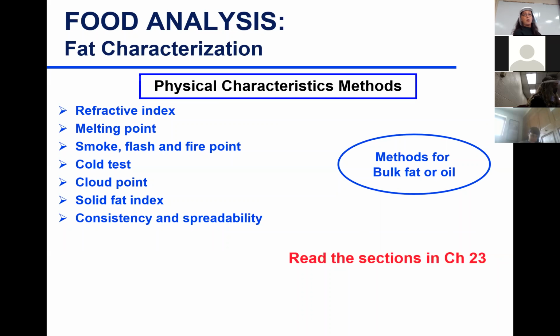Okay, so the cold test. We talked about the cold test and the cloud test. Either one of them can be used to test the effectiveness of winterizing. Winterizing is the fact that you chill the oil so that you precipitate the waxes and you clarify your oil. So these tests are normally used to test the effectiveness of winterizing.